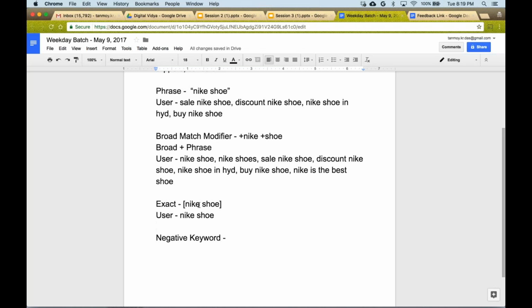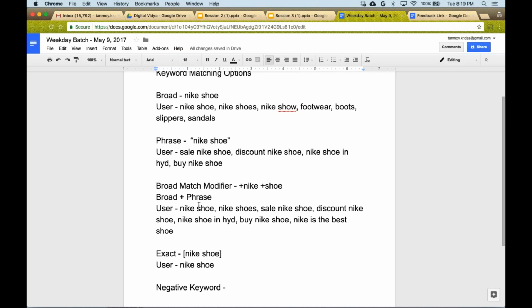All right, so these four will be given to you. Whichever one you want, you can select for your keywords and apply to your keywords. They will start behaving in a particular manner from then onwards. Everyone with me on these four? Okay, awesome, guys.